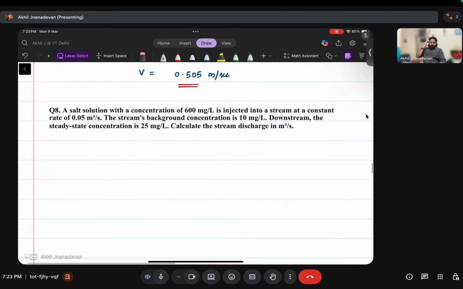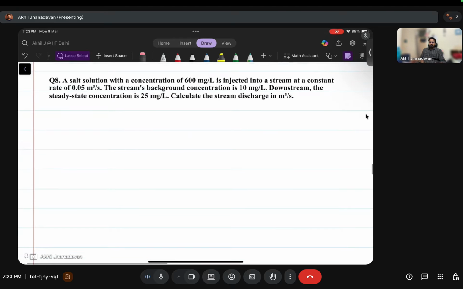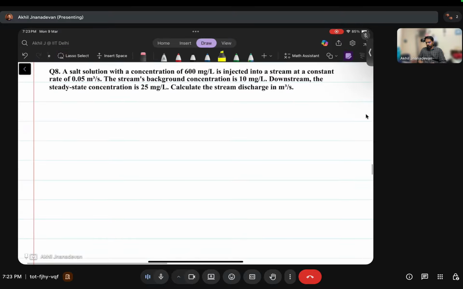So this is also the theory we have already seen. It is related to our dilution technique or the chemical technique. A salt solution with a concentration of 600 milligram per liter is injected into a stream at a constant rate of 0.05 meter cube per second. The stream background concentration is 10 milligram per liter. Downstream, the steady state concentration is 25 milligram per liter. Calculate the stream flow discharge in meter cube per second.